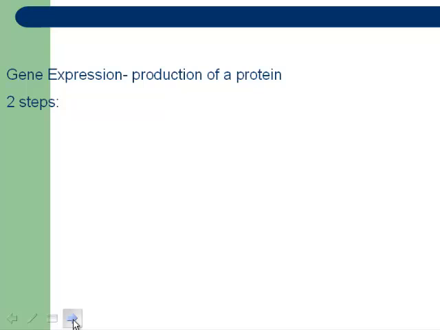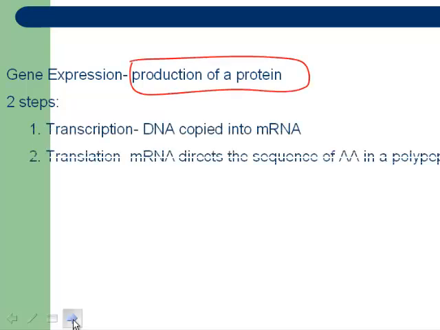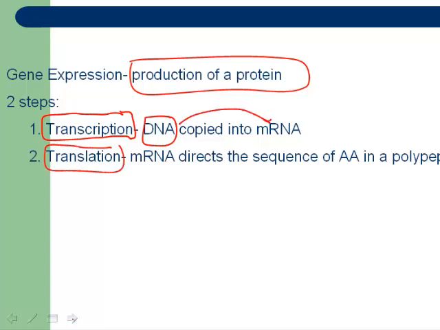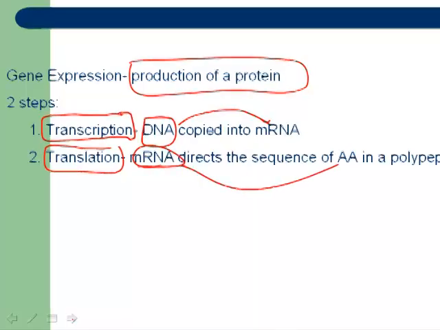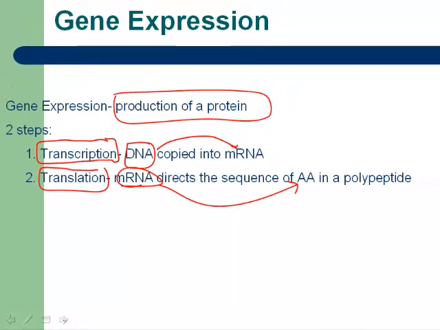So gene expression, which means making the protein, is made up of two main steps. This is the one that we're going to deal with today, transcription, where we're going to take DNA and we're going to change it into RNA. And then next day we're going to do translation, which is taking that RNA and then moving it to the ribosome where it's going to tell what the sequence of amino acids is going to be. So you pause that and write that down.